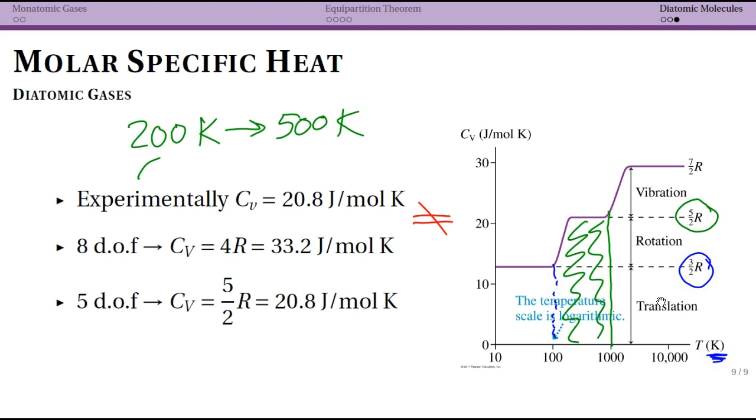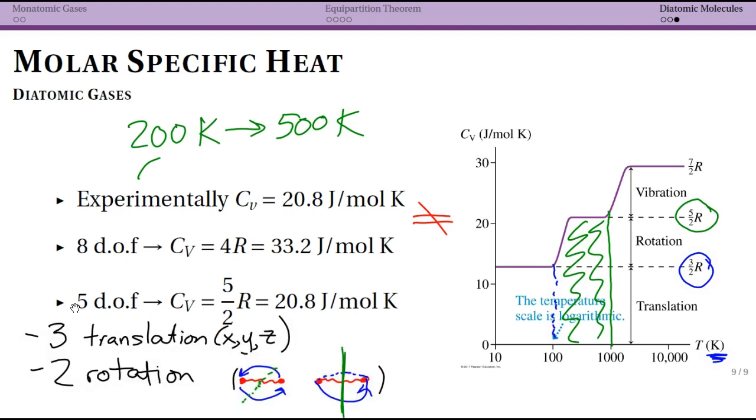So the takeaway message is that if you simply use classical mechanics to count the degrees of freedom, you get 8. That predicts this 33.2 joules per mole Kelvin molar specific heat, which experimentally does not match up. Experimentally, we see 5. Those 5 degrees of freedom are from your 3 translational directions and 2 of the rotational directions. This doesn't include when the atoms are effectively just rotating in place. So we have to go to incredibly hot temperatures before we actually see this vibrational mode. Quantum mechanics is the reason for this.